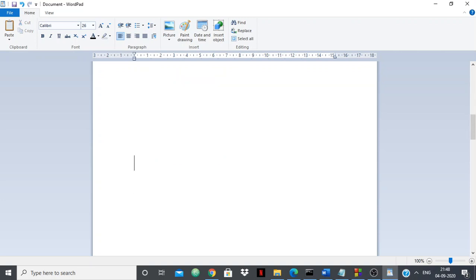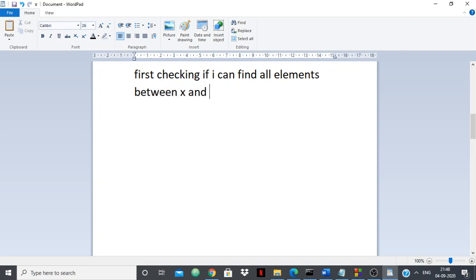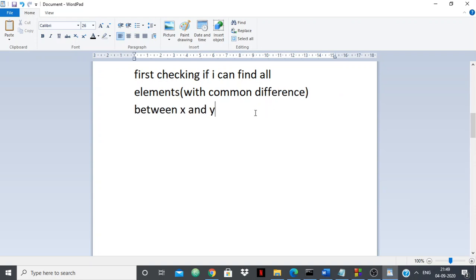So what I'm doing is first checking if I can find all elements between x and y, meaning with a common difference. I'll just write that in a bracket, with common difference. That's why I was dividing y minus x between x and y. If I can find, then good, else I will find the remaining from x to 0, because I want to keep y as the maximum value possible. And if that finishes it, then okay.